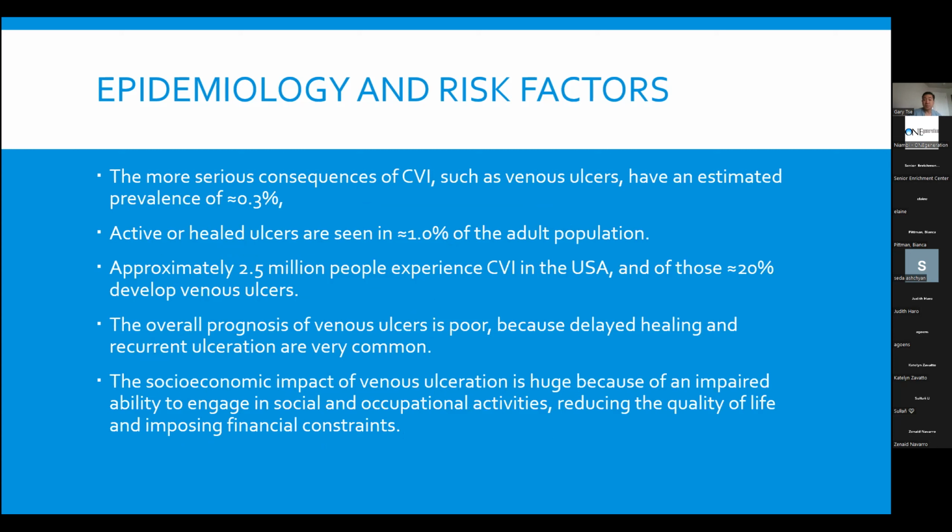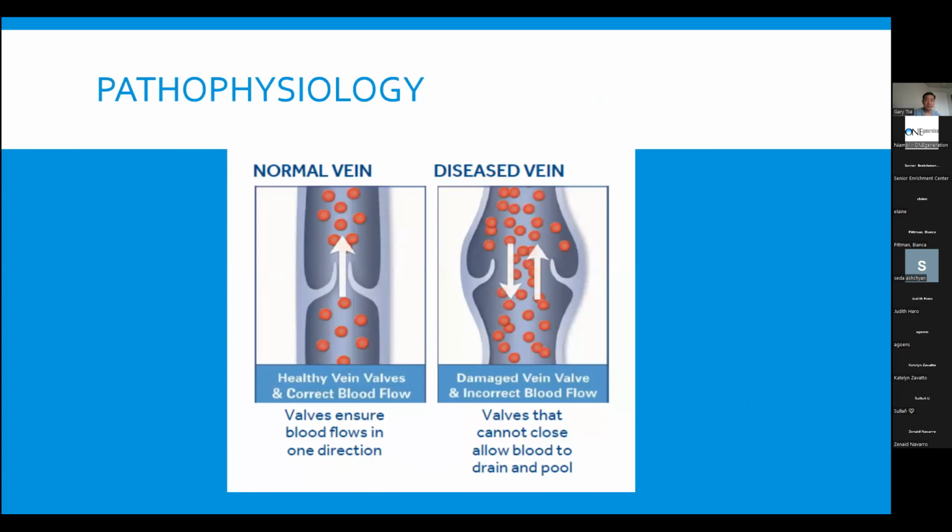Like I said, the overall prognosis of venous ulcers is poor because once you get to that point, you have delayed healing, and recurrent ulceration is very common. There is a socioeconomic impact of venous ulceration because it impairs people's ability to go about their daily lives, to go to work and to socially interact. So it does have impacts on quality of life as well as finances.